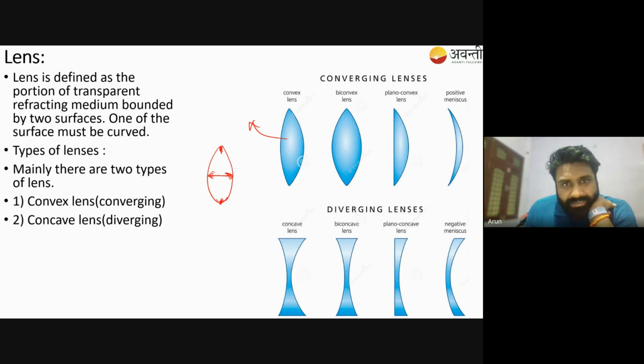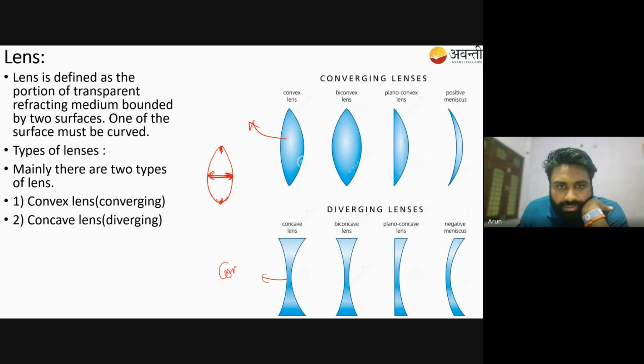You can see it here, no? The middle portion bulges out and the corner is small. In a convex lens, the middle portion is thick and the corner part is thin. In a concave lens, the corner part is thick and the middle portion is thin. You can see it here.